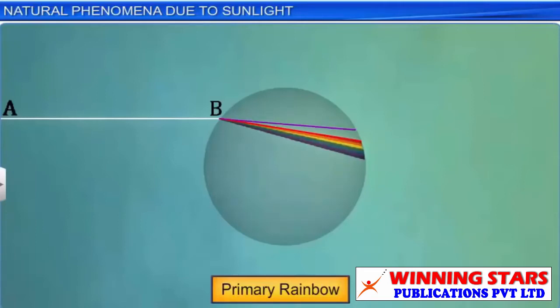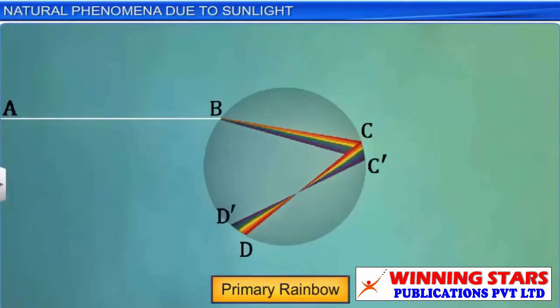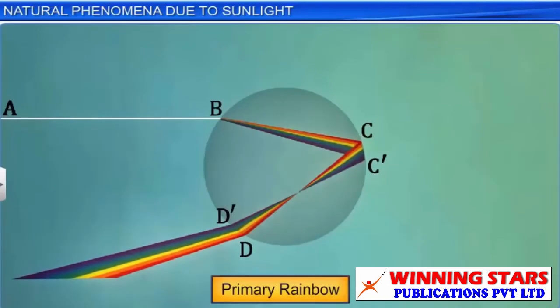The path of the least deviated red light is represented by BCD, and that of the violet light is represented by BCD'. The light is again refracted when it exits out of the drop of water. It is observed that the emerging violet and red colored light makes an angle of 40 and 42 degrees respectively with respect to the incoming sunlight.